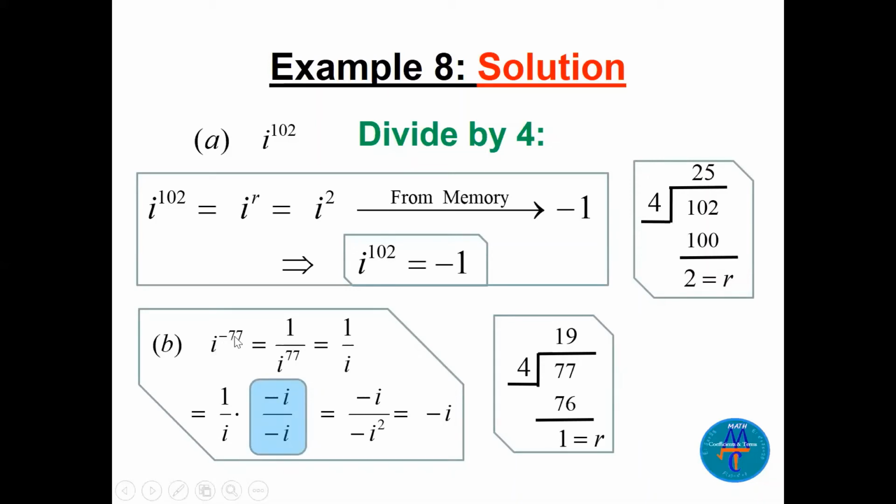i to the power minus 77, so it will be 1 over i to the power 77. See, then I divide 77 by 4, which is 19, and the remainder is 1. So I have 1 over i. This is not standard. So I multiply up and down by the conjugate, which is minus i. So 1 times minus i over minus i squared, which is 1. See, i to the power minus 77 is only minus i. And i to the power 102 is only minus 1. You can figure out there the remainder is 2.